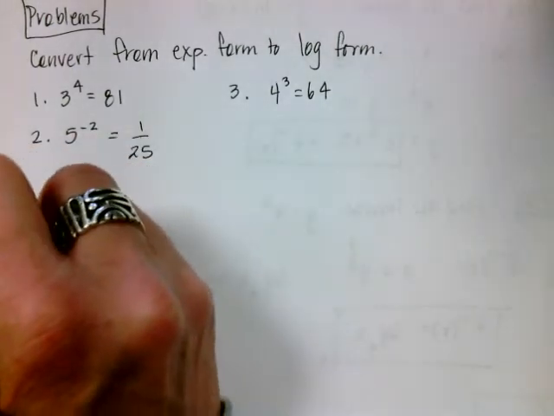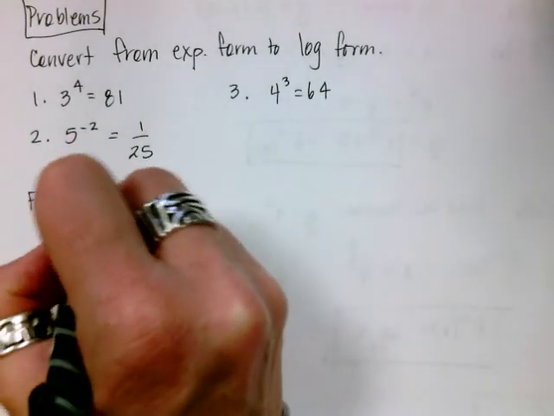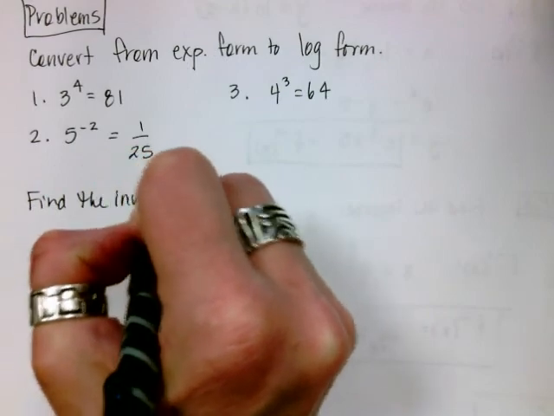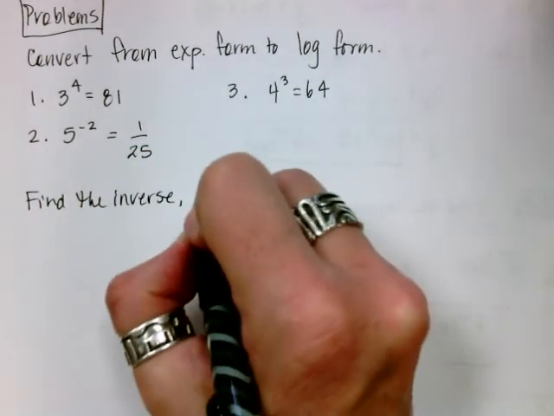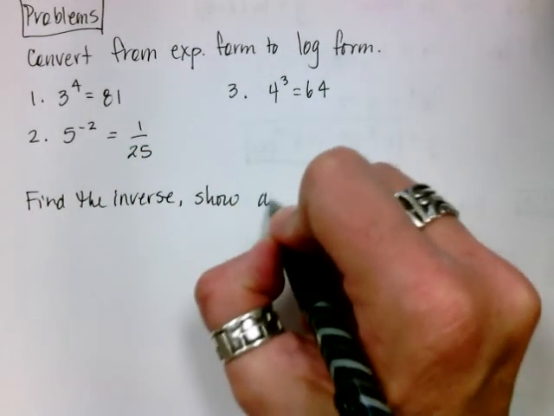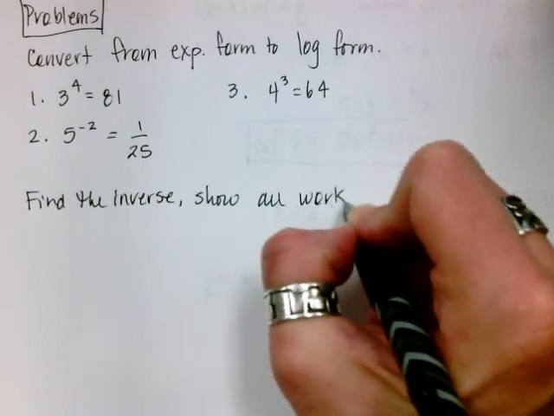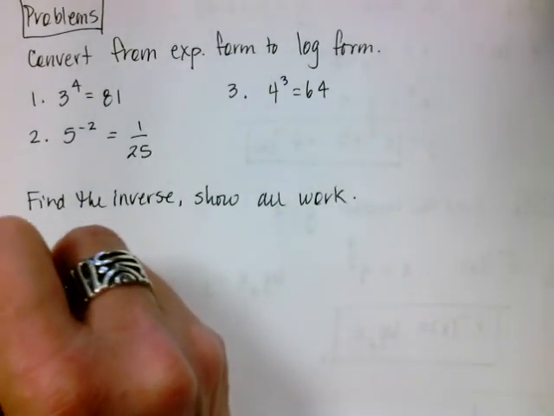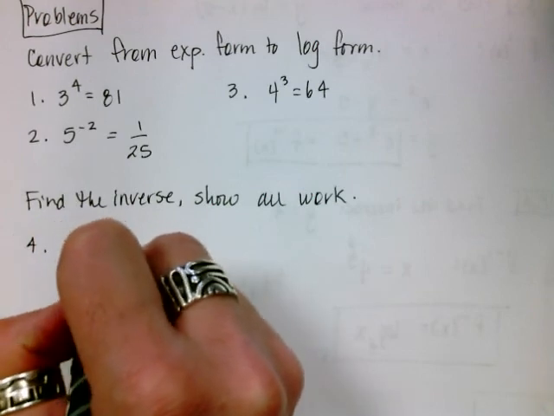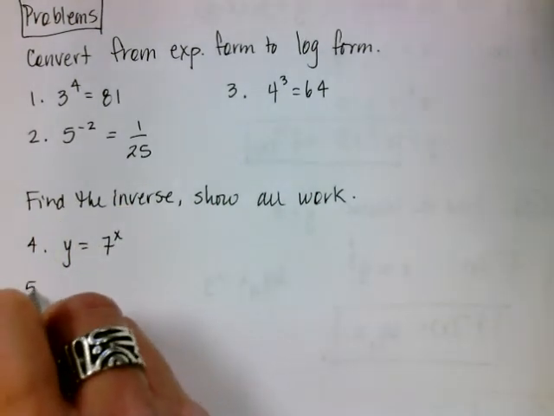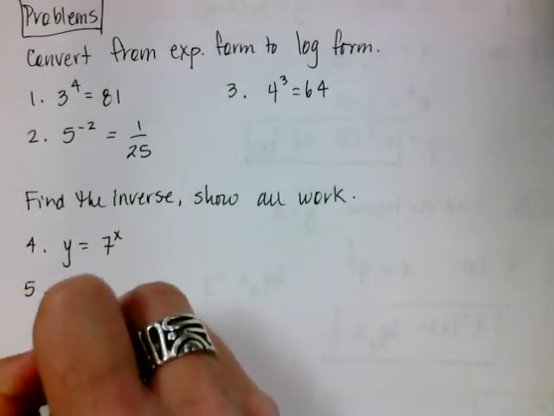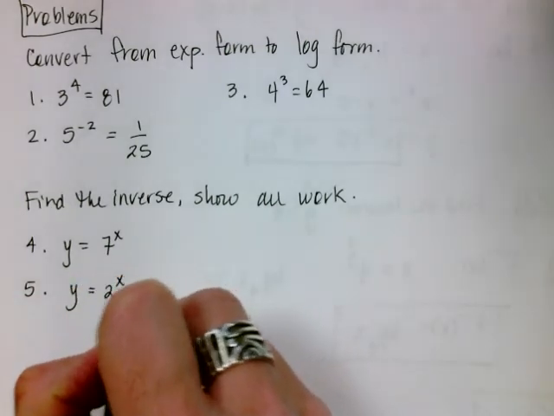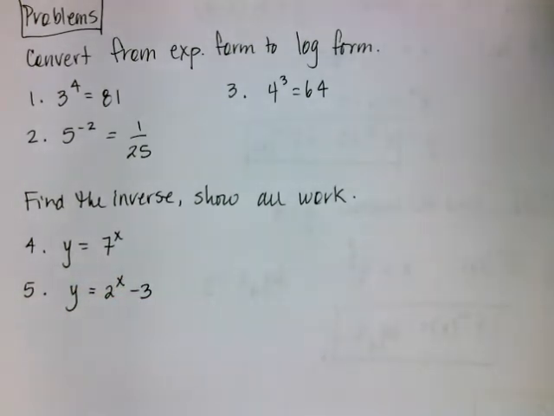Alright, then the next set says find the inverse, show all work. We always want to make sure that we show our work. So number 4, you're going to have y is equal to 7 to the x. Number 5, you're going to have y is equal to 2 to the x minus 3. Okay? Remember, flip-flop x and y, solve for y. All right, good luck with these, and I will see you tomorrow.